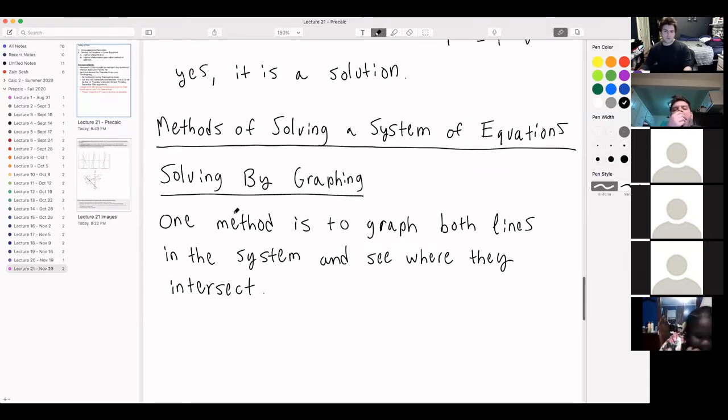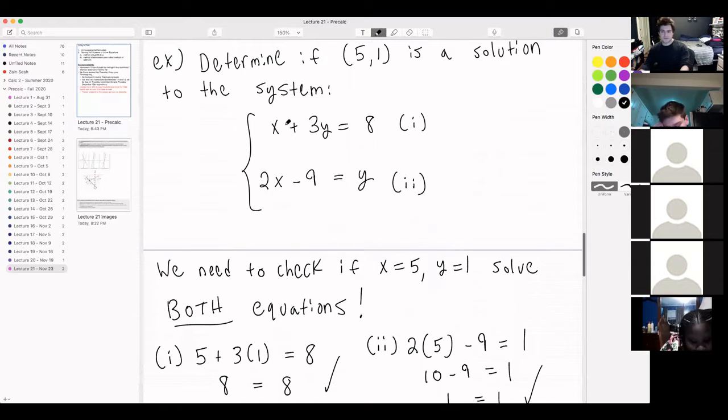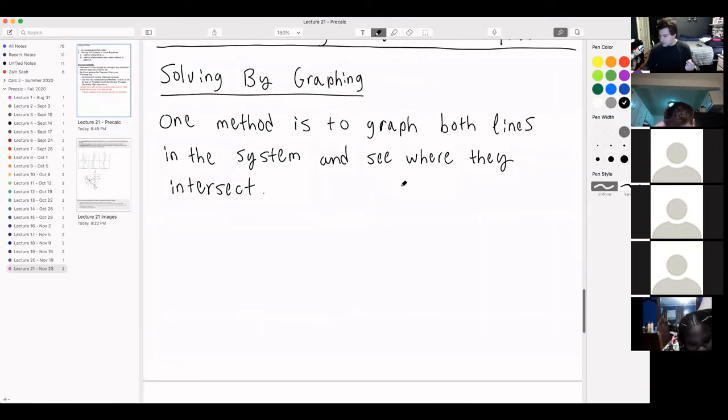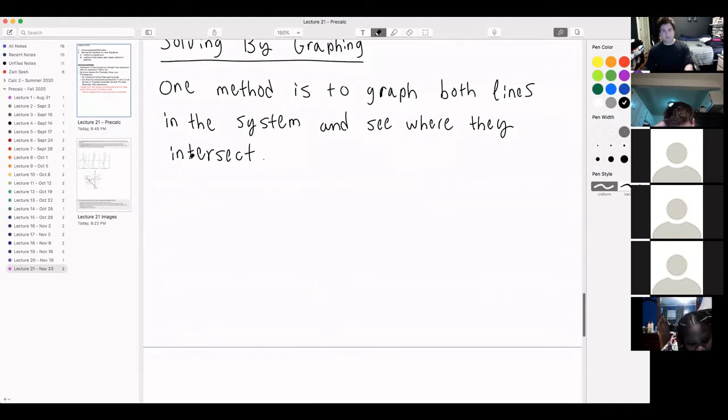Okay, so you'll notice, for example, this system up here, equation 1 and equation 2, they're both lines. You can put them into y equals mx plus b form. We know how to graph those, and then you can see where they intersect in the xy plane. So that's really the strategy. So we're going to do an example now.